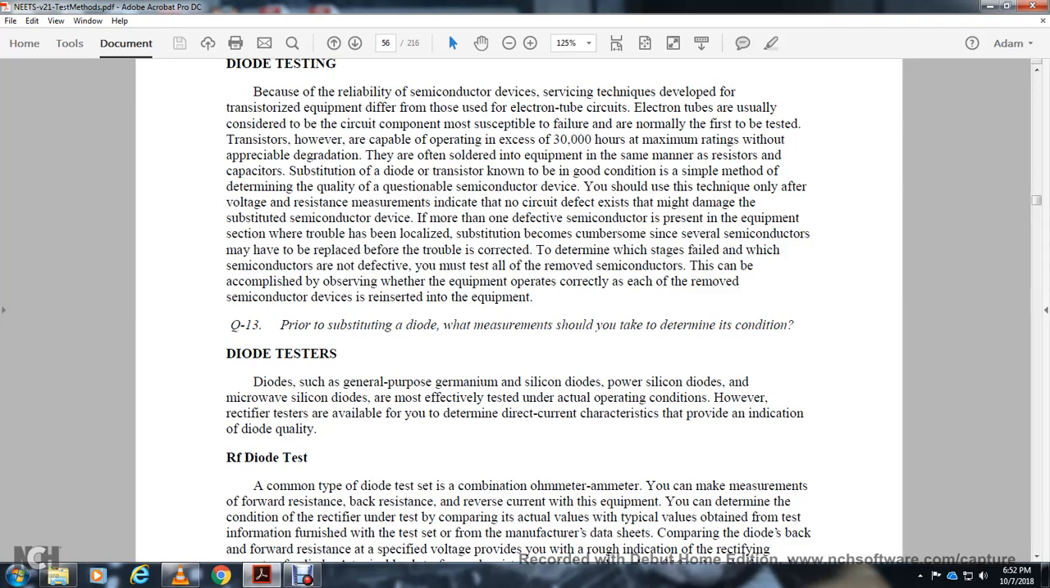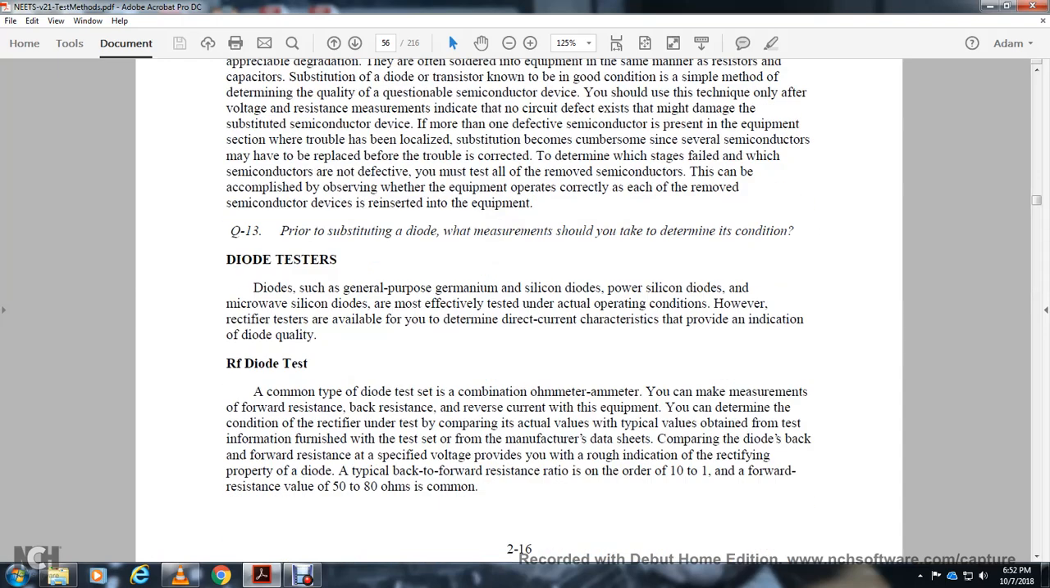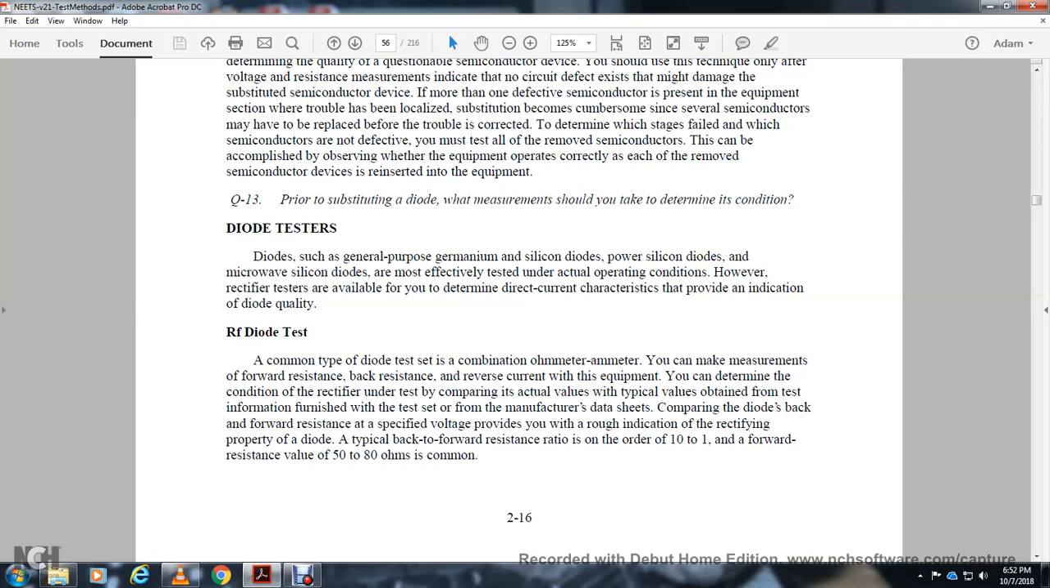Diode testers. Diodes such as general-purpose germanium and silicon diodes, power silicon diodes, and microwave silicon diodes are most effectively tested under actual operating conditions. However, rectifier tests are available to determine the direct current characteristics, indicating the diode quality. A common type of diode test uses a combination ammeter, which makes measurements of the forward resistance, the back resistance, and the reverse current.